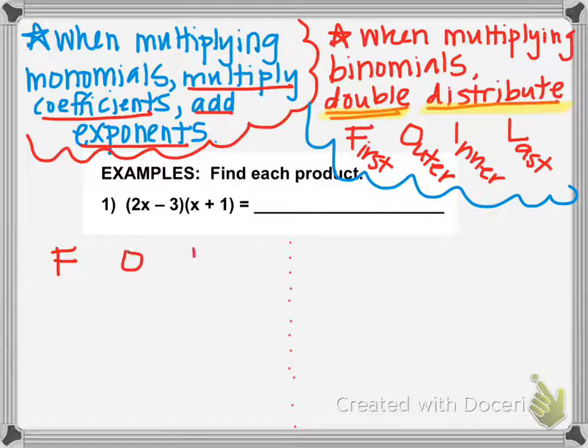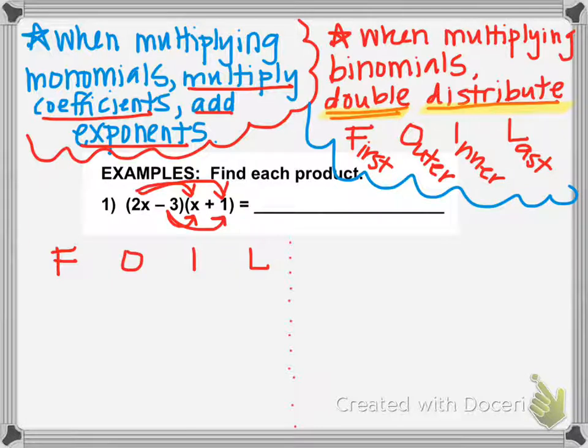First, outer, inner, last. If I'm double distributing, I'm taking the first term from the first set of parentheses, and I'm going to multiply it by the first term in the second parentheses. Then I will take the first term in the first parentheses times the second term in the second parentheses. Once I'm done with that 2x, then I'll move to the -3, and I'll multiply it by the first term in the second parentheses, and then I'll multiply it by the last term in the second parentheses. So we're multiplying 4 times.